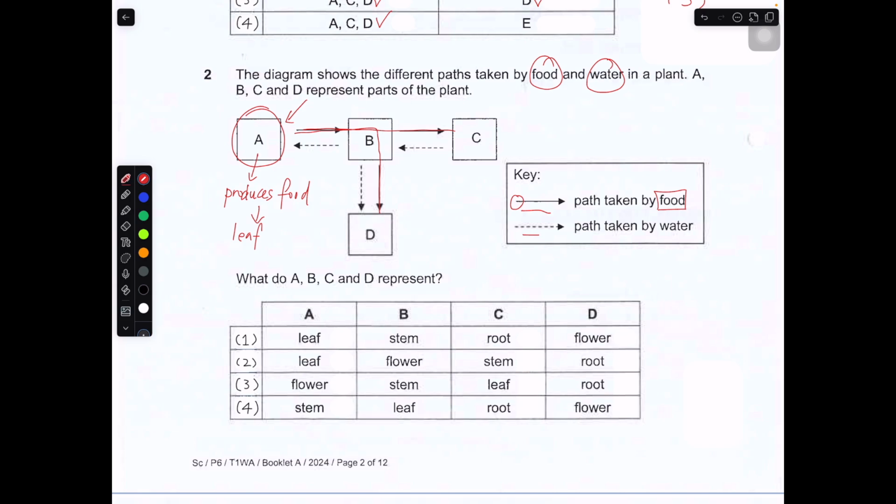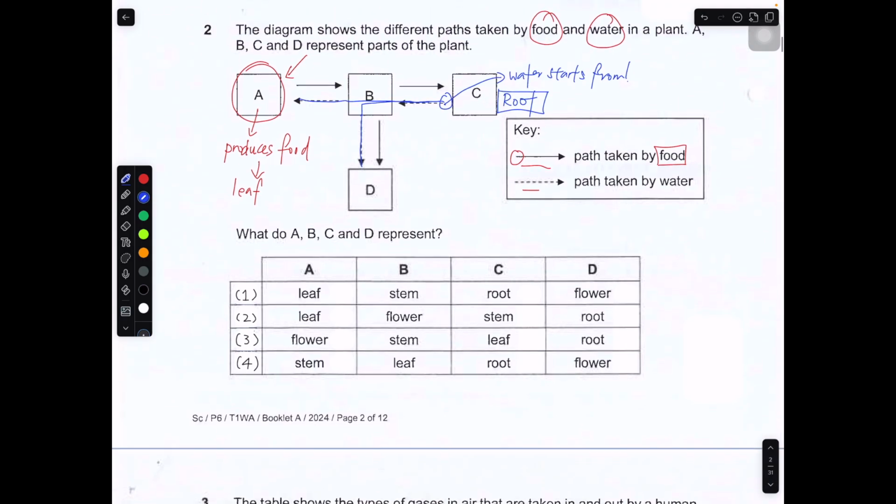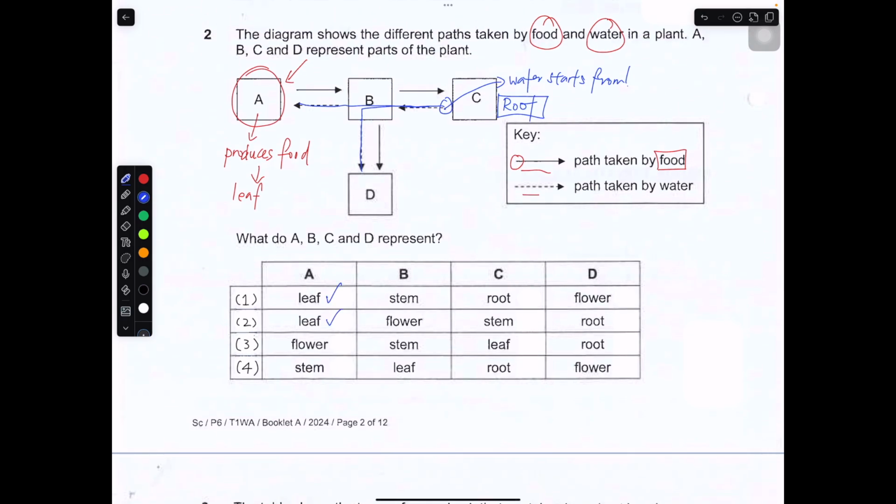Likewise, you do this for water. See where all the dotted lines reach. It starts from here. This one also starts from here. You backtrace the arrow. So this is the place where the water starts from. So this one will be your roots. So C is your roots, A is your leaf. So you just work it out accordingly. Leaf, roots. So straight away you probably know that number 1 is your answer.